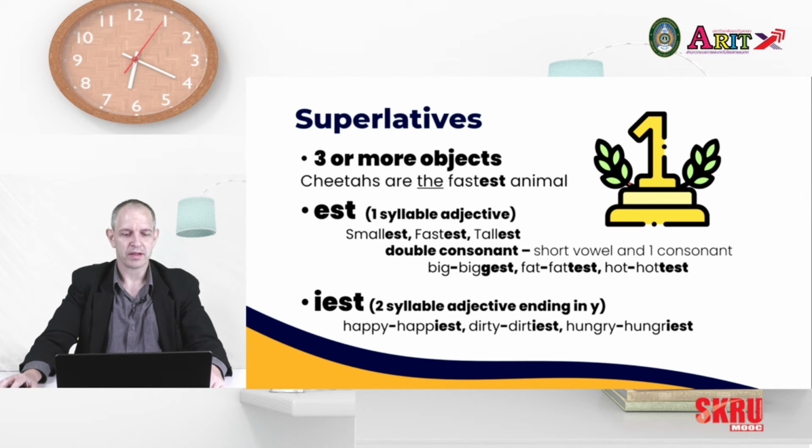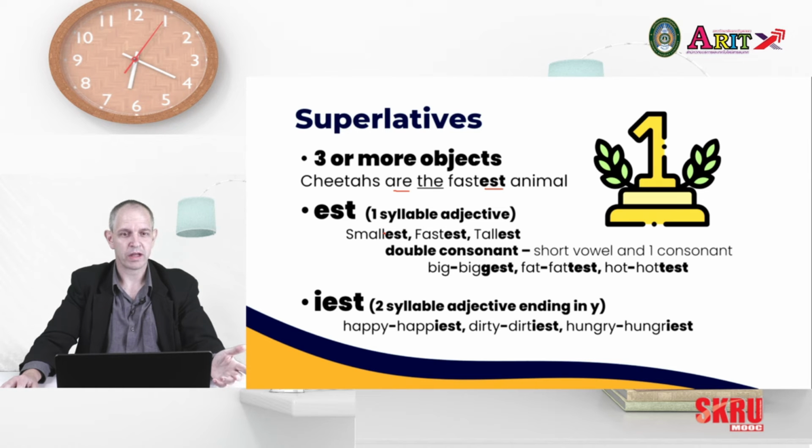Next, let's look at superlatives. When we have 3 or more objects in the world, we use superlatives. So cheetahs, for example, are the fastest animal in the world. So here again, we have to choose the right be verb. Now, important to remember, we use the, and we have est on the adjective, and we have no than. So we just have the and the superlative adjective.